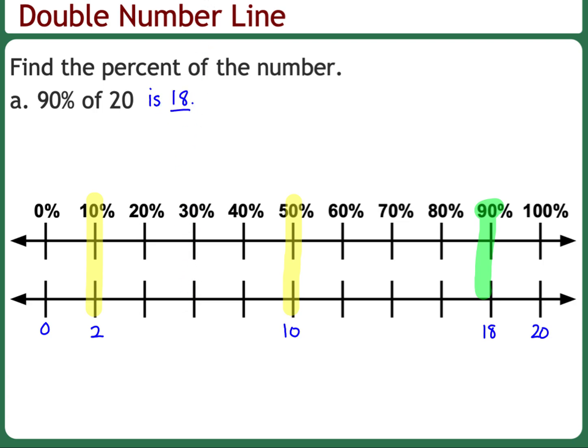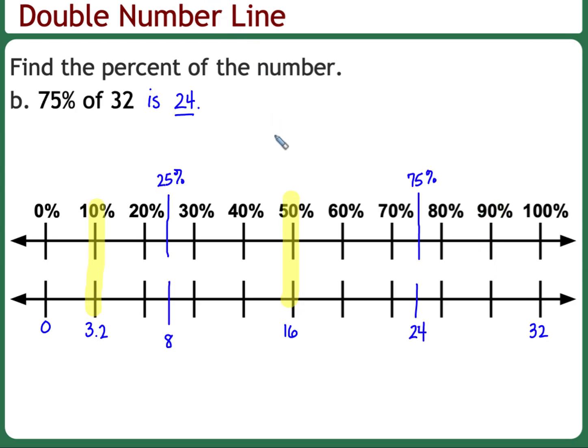Let's look at another one. So this one I've done already to save some time. So what is 75% of 32? So 100% is 32, 50% is 16, 10% is 3 and 2/10. That's really not that helpful in this case. But if I use this 50%, I can easily figure out what 25% is because that's half. And what's half of 16? It is 8.